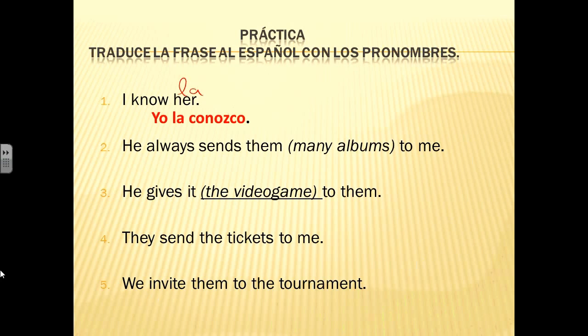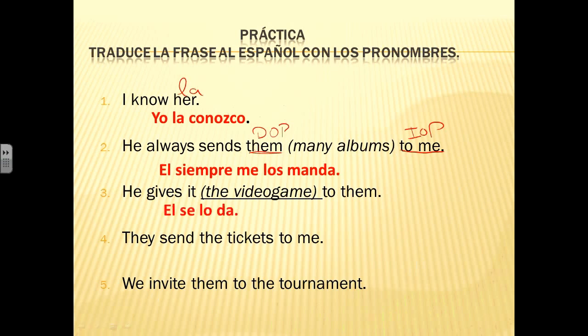He always sends them to me. We're talking about albums. So we have the direct here. Okay, which is many albums actually. So we're going to put the DOP here and the IOP here. And then you're going to rewrite it. Él siempre me los manda. He gives it, the video game, to them. Él se lo da. Don't forget, them is les. The video game is lo. So it's se lo da.